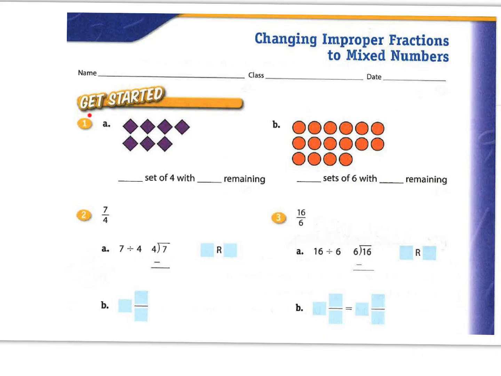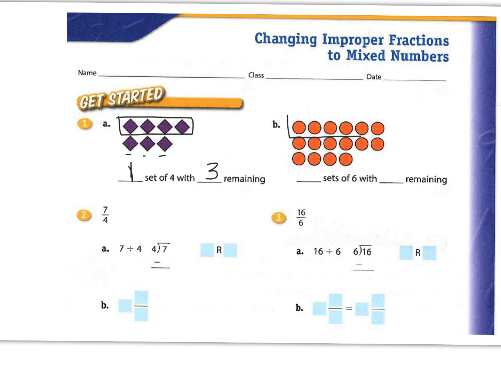All right, so getting started, here we have: how many sets of 4 with how many remaining? Well, when it asks this, it's really nice to just put a little box around it. So we have one set of 4 and there are 1, 2, 3 that are remaining that did not make it into the set.